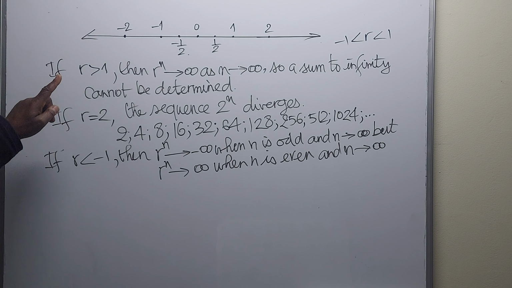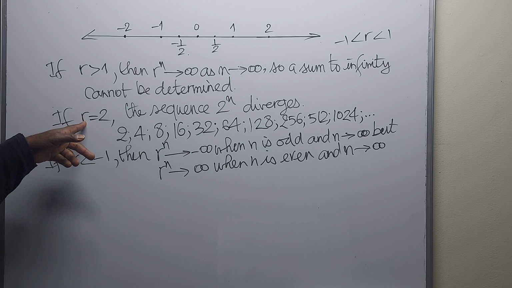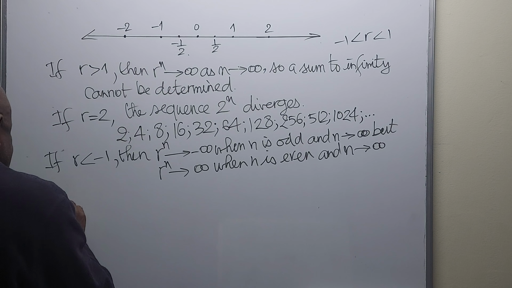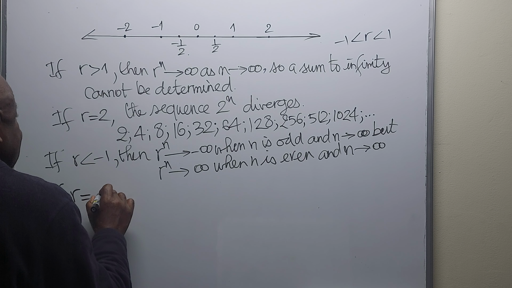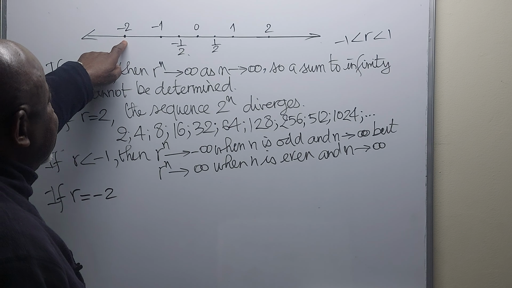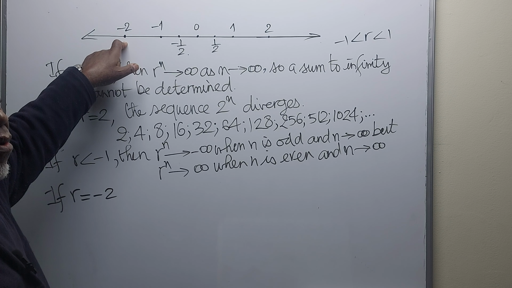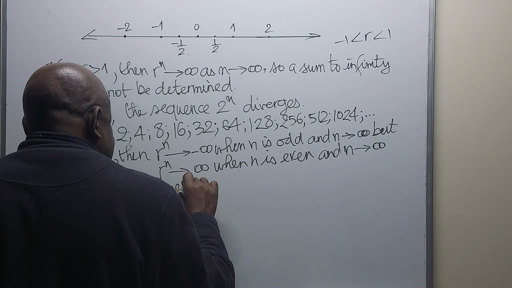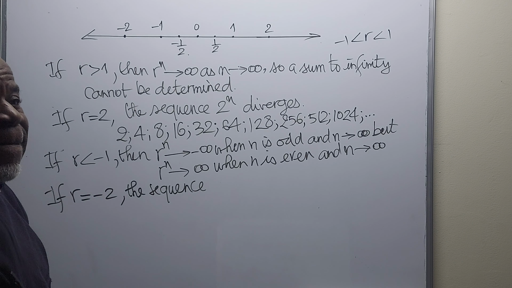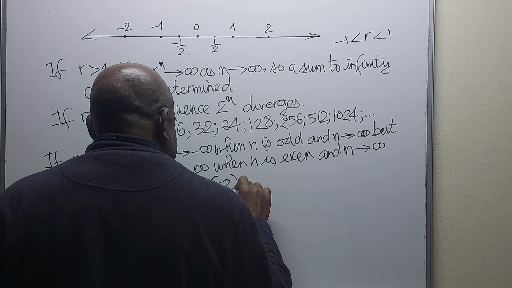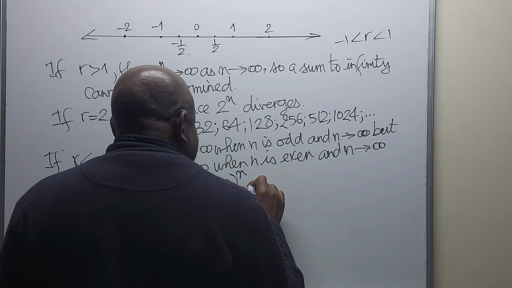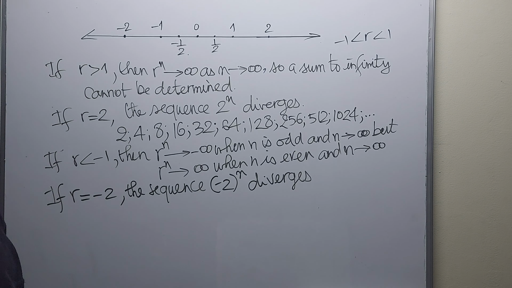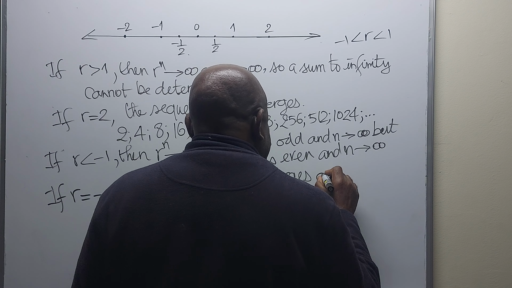Now, if we consider the second case, like here, when r is equal to negative 2, this is the case we're having here now. The sequence is going to be negative 2 to the power of n, and this sequence is going to diverge and oscillate.